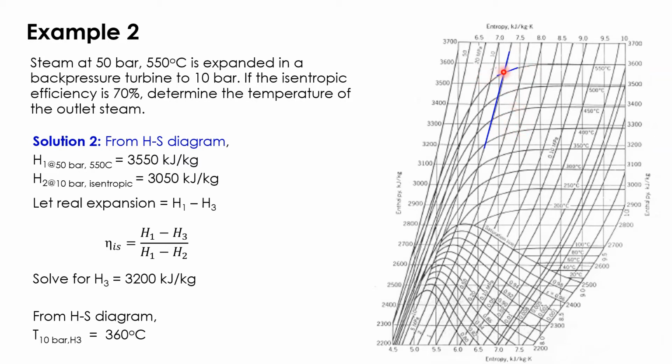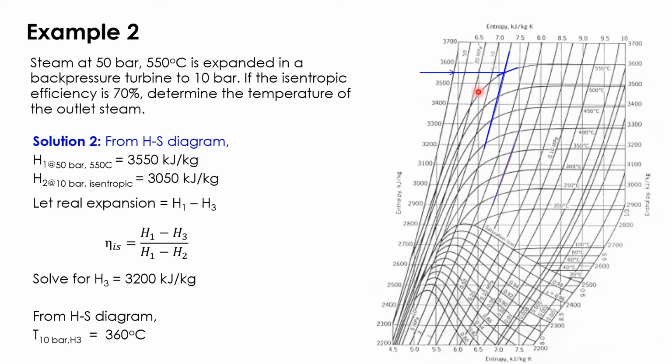Basically, the point where the steam enters the turbine is exactly at the point where I put my cursor over there. That corresponds to the enthalpy of this value, which is exactly in between 3500 and 3600. So the value will be 3550 kilojoule per kilogram.